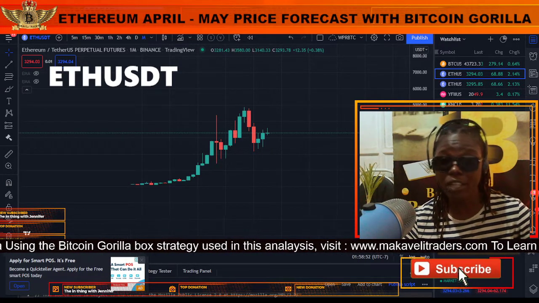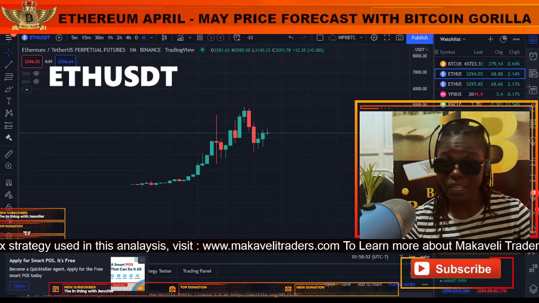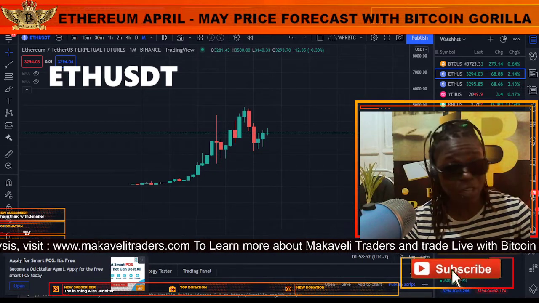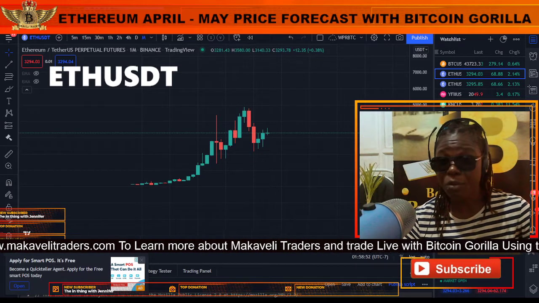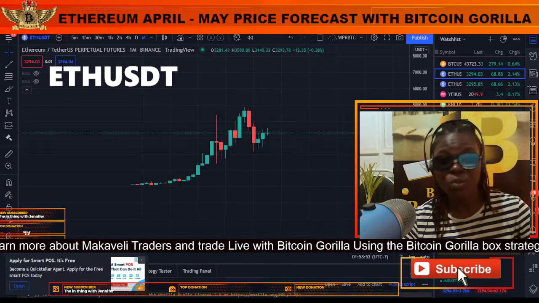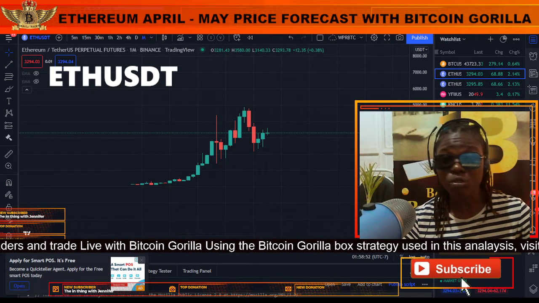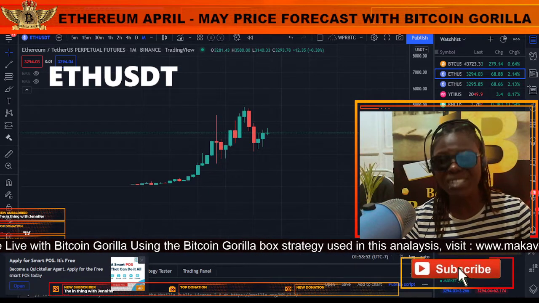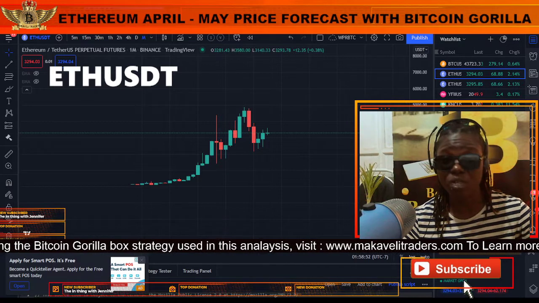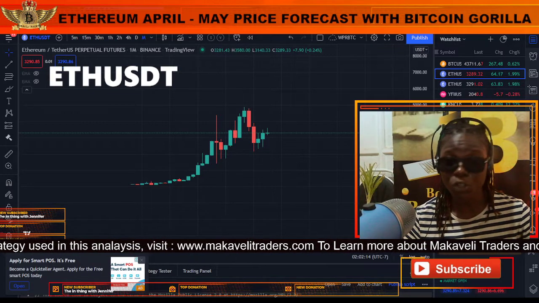We're going to be reviewing Ethereum price on a multi-time frame. We're going to be looking at the monthly chart, the weekly chart, the daily chart, and the intraday chart. So whatever time frame you trade, whether you be a long-term investor, a swing trader, or a scalper, this is going to benefit you on all time frames, because this is going to be a deep multi-time frame analysis. I do not use indicators, so it's going to be simple price action using the Bitcoin Gorilla box. I developed this strategy myself, and I'll be using it in this video. So thank you for joining me.